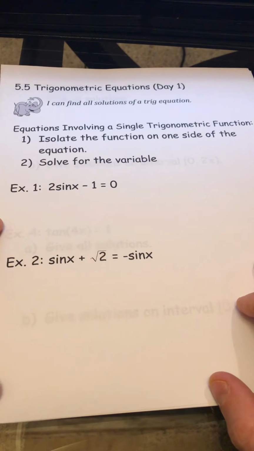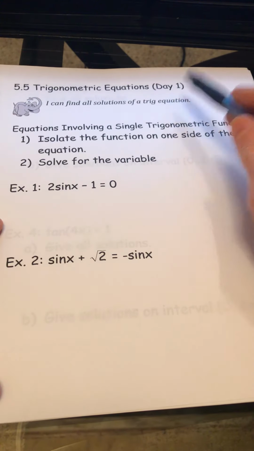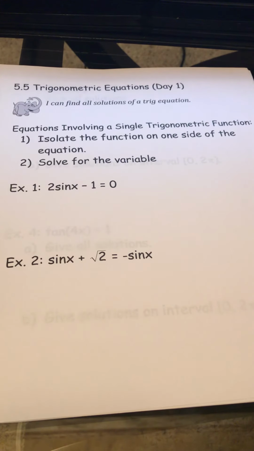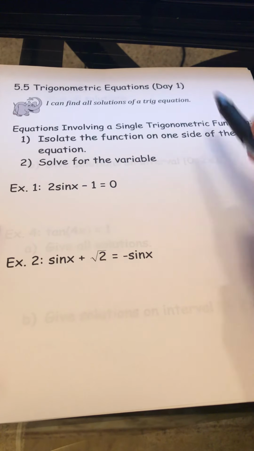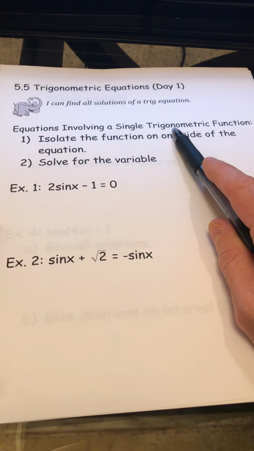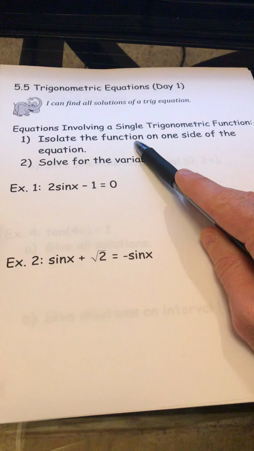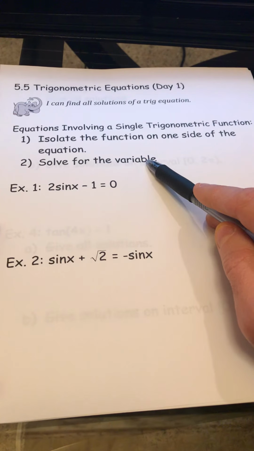We are going to go ahead and start into section 5.2 today, and that's going to deal with solving trig equations. As you're solving trig equations, there's a couple of things you have to do. First, it does have to involve just a single trig function, so occasionally you'll even have to transform something to get there. But then what you're always going to do is isolate the actual trig function on one side of the equation, then solve for the variable.